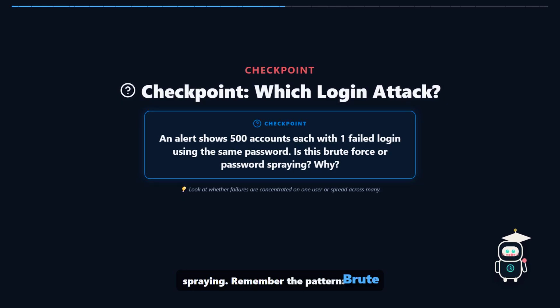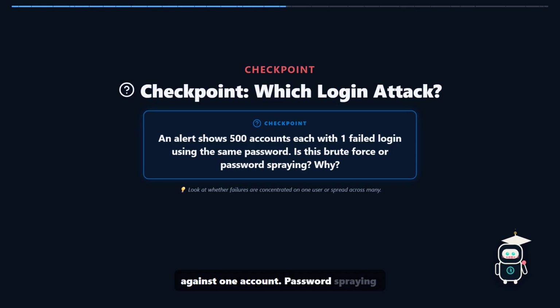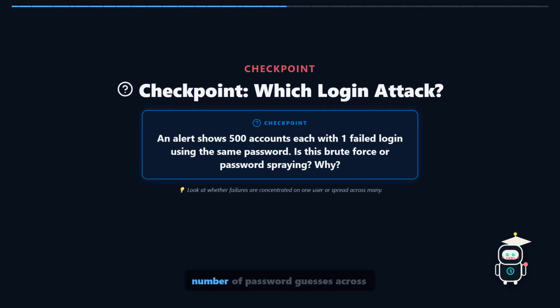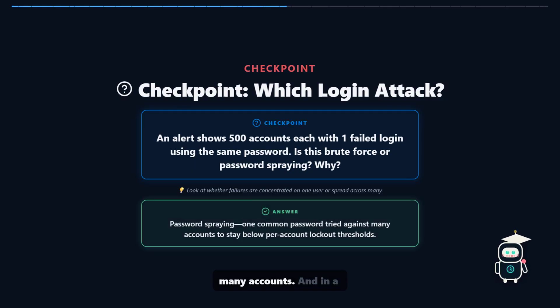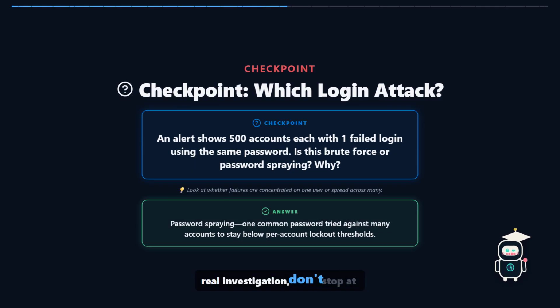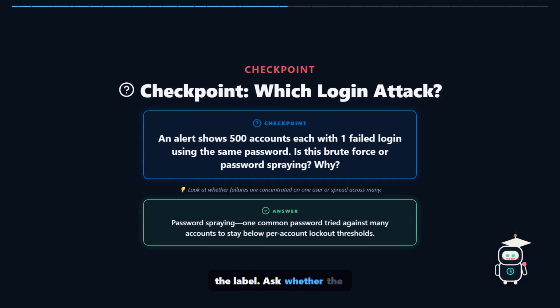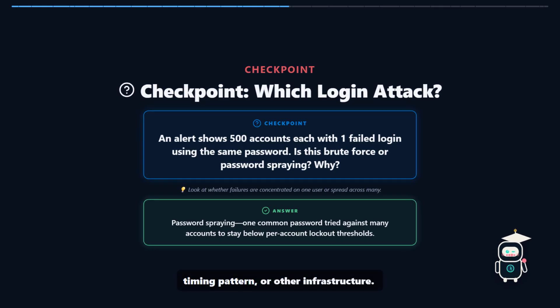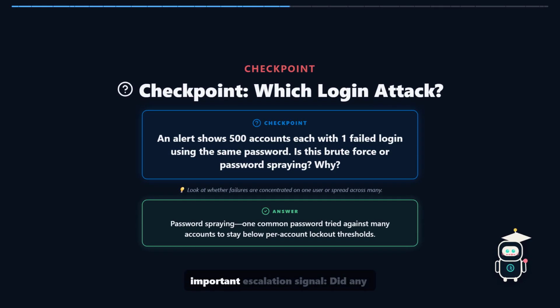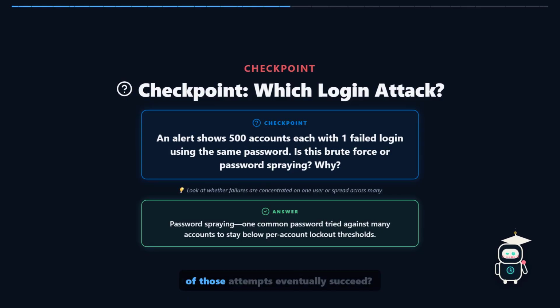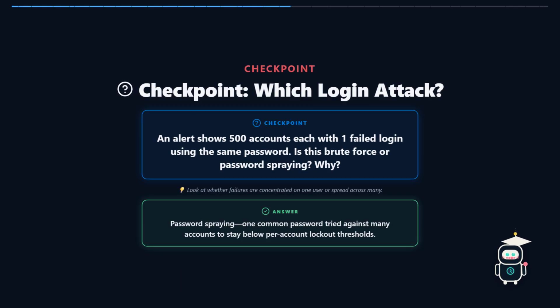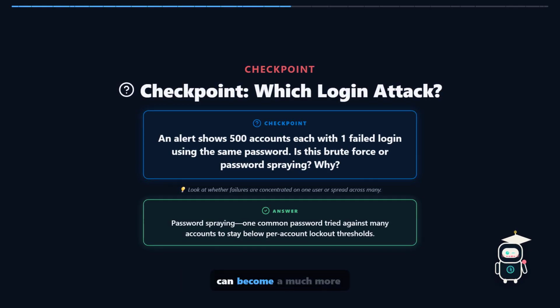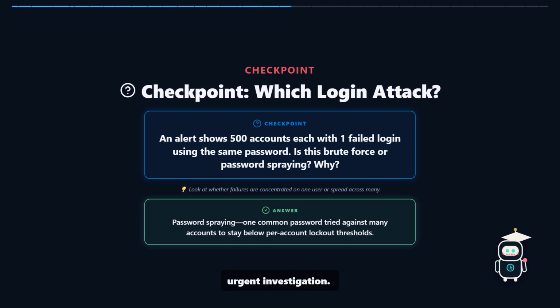Remember the pattern. Brute force concentrates many password guesses against one account. Password spraying distributes one or a small number of password guesses across many accounts. And in a real investigation, don't stop at the label. Ask whether the attempts share a source IP, network, user agent, device pattern, timing pattern, or other infrastructure. Then look for the most important escalation signal. Did any of those attempts eventually succeed? That's where a suspicious pattern can become a much more urgent investigation.